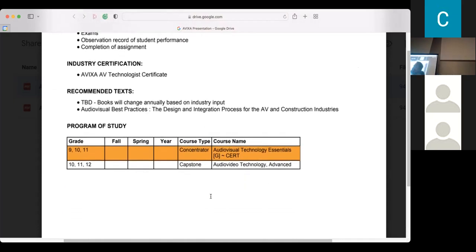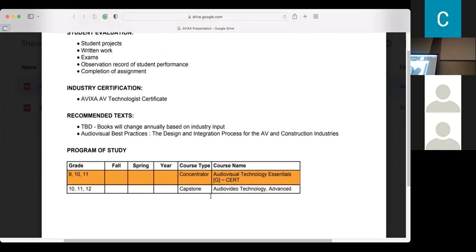But the certificate is called the AV Technologist Certificate. It is a 100-question exam. That's industry standard. It is online, so you don't have to pay for it. It is 100% free for your students to take. It is the very first certificate in their career in AV.